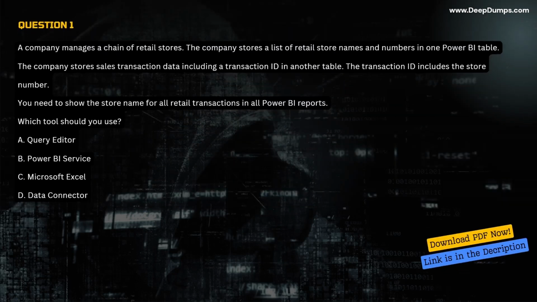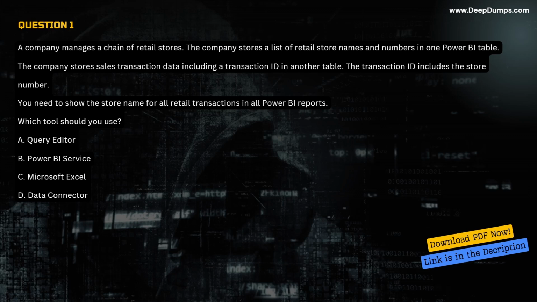Question 1. A company manages a chain of retail stores. The company stores a list of retail store names and numbers in one Power BI table. The company stores sales transaction data, including a transaction ID, in another table. The transaction ID includes the store number. You need to show the store name for all retail transactions in all Power BI reports. Which tool should you use?